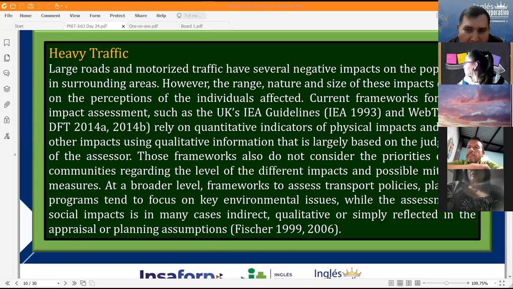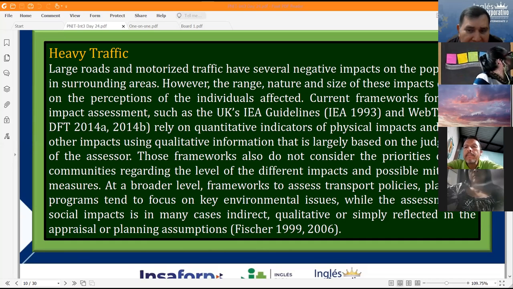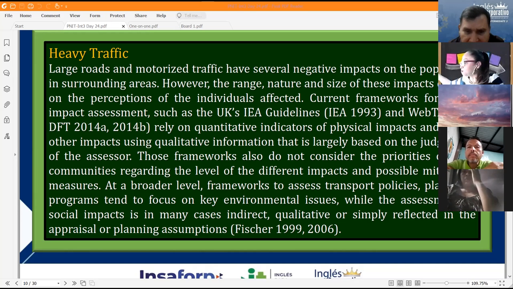At a broader level, frameworks to assess transport policies, plans, and programs tend to focus on key environmental issues, while the assessment of social impacts is in many cases indirect, qualitative, or simply reflected in the appraisal or planning assumptions. This is by Fisher, 1999.